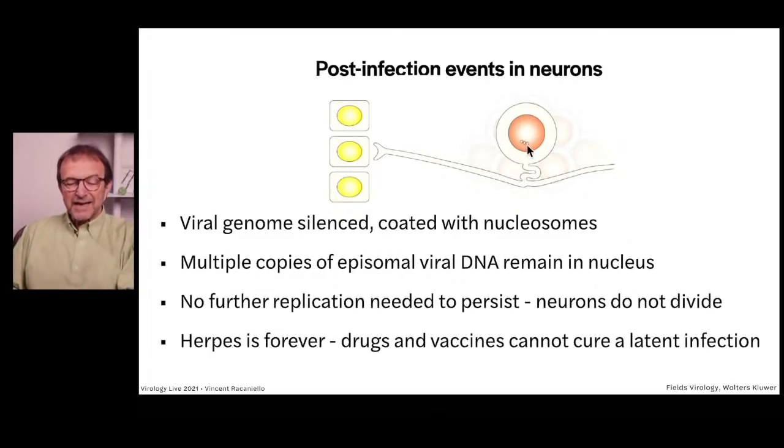And the genome is silenced. No longer is it transcribed, except for one RNA, which we'll talk about in a moment. No proteins are made, just one non-coding RNA. It's coated with nucleosomes. It's silenced. Multiple copies of episomal DNA remain in the nucleus. I have a number for you. I had it from 10 to 1,000 per nucleus. And that's it. It stays there. It doesn't have to replicate because neurons do not divide. So this DNA is sitting there, latent, quiet, not making any proteins, and that's why it's forever.